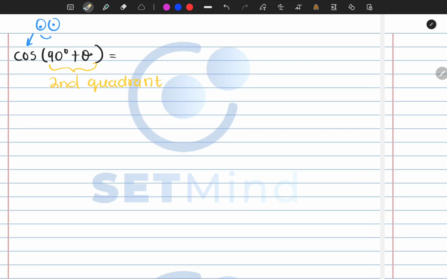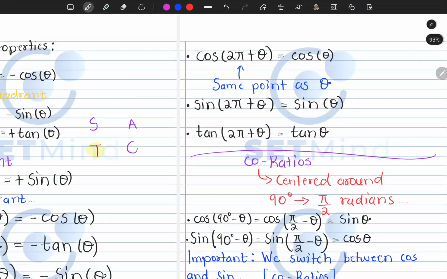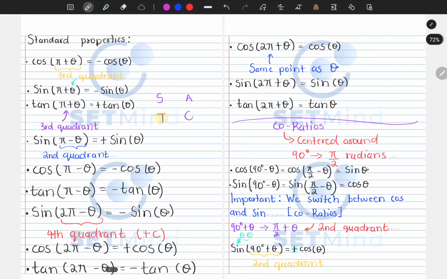But now what we need to ask ourselves is, the trig ratio which we see there, is it negative or positive in the second quadrant? And guess what? Cos is negative. And because we are dealing with trig ratios, we need to switch to a sine. So you'll just have negative sine of theta. These are very important for you to make sure that you understand and you do get them right.